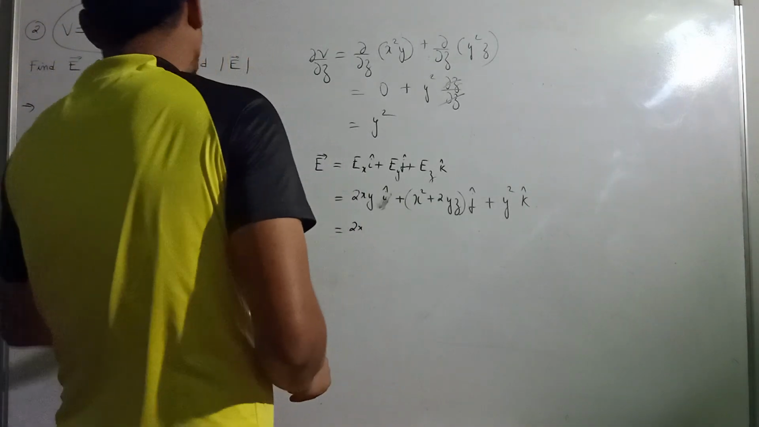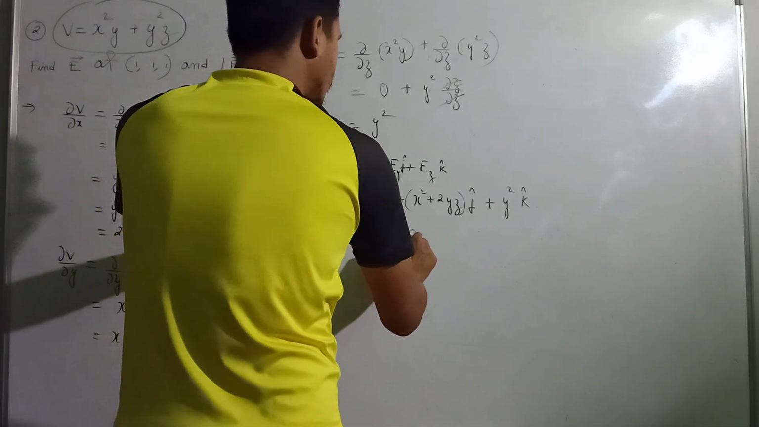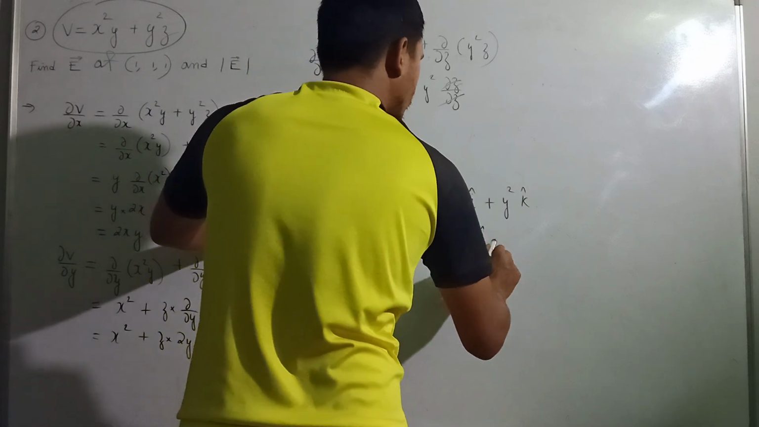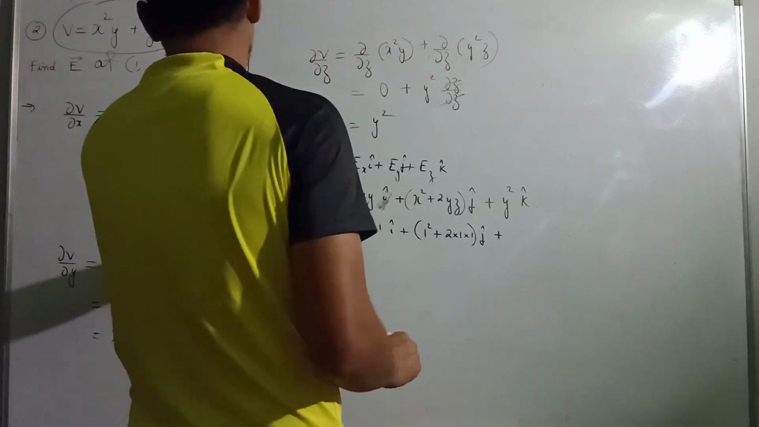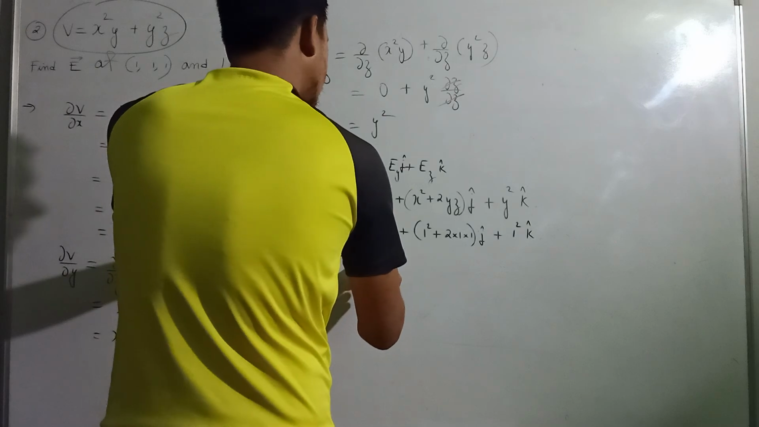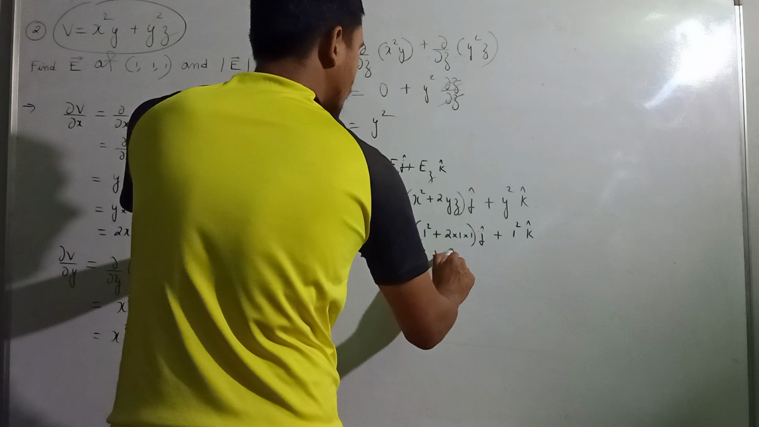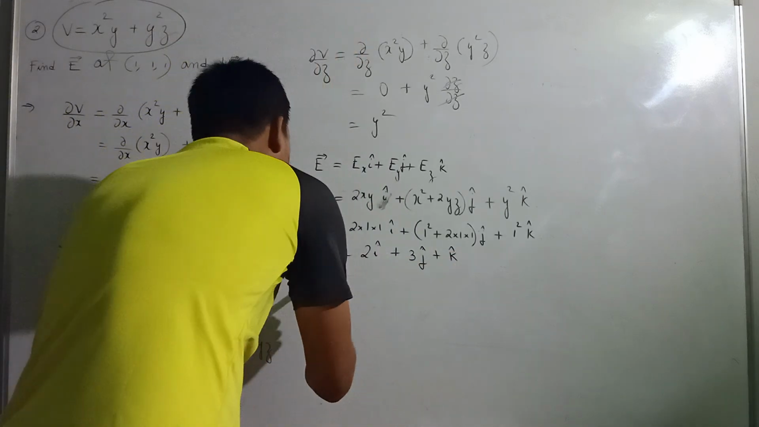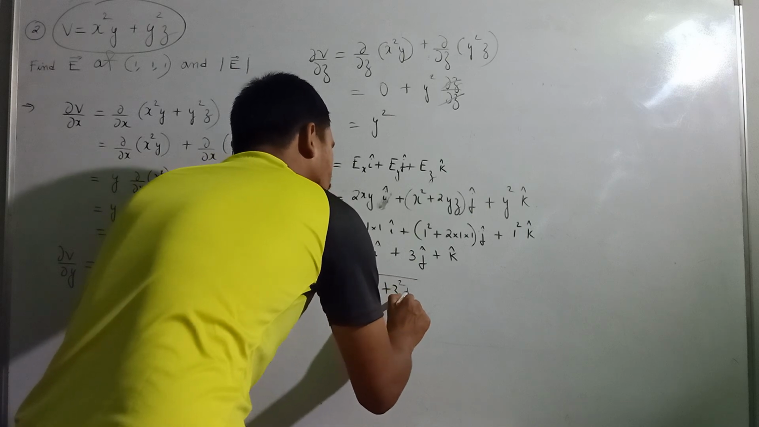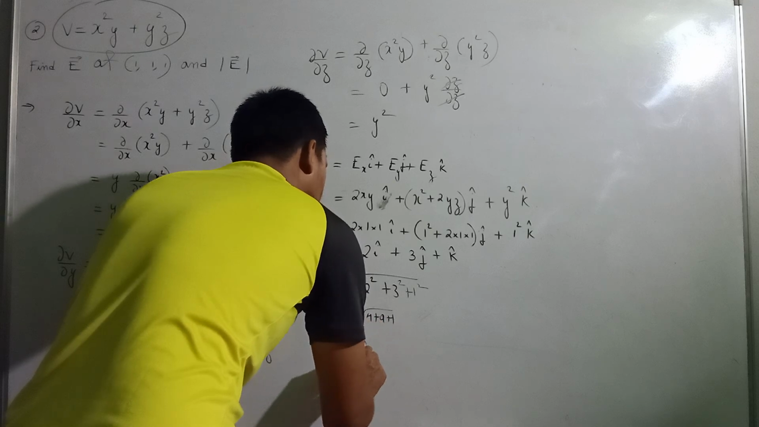So 2 into, at the point 1, 1, 1, so x is 1, y is 1, i cap. X square, so 1 square plus 2 into 1 with j cap. Plus y square, y is 1, so 1 square into k cap. So that is 2i plus 3j plus k. So your magnitude of E will be square root of 2 square plus 3 square plus 1 square. That's 4 plus 9 plus 1, square root of 14.